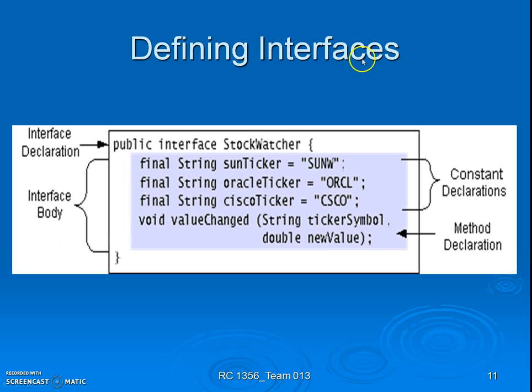So defining an interface, for example, this is the interface declaration and the interface body. You can observe that all the variables, all the data members, are final members which are constants, and then we have one method called value change, which contains only the parameters that are supplied and no method body, just the method declaration and constant declarations. These are constants, right?